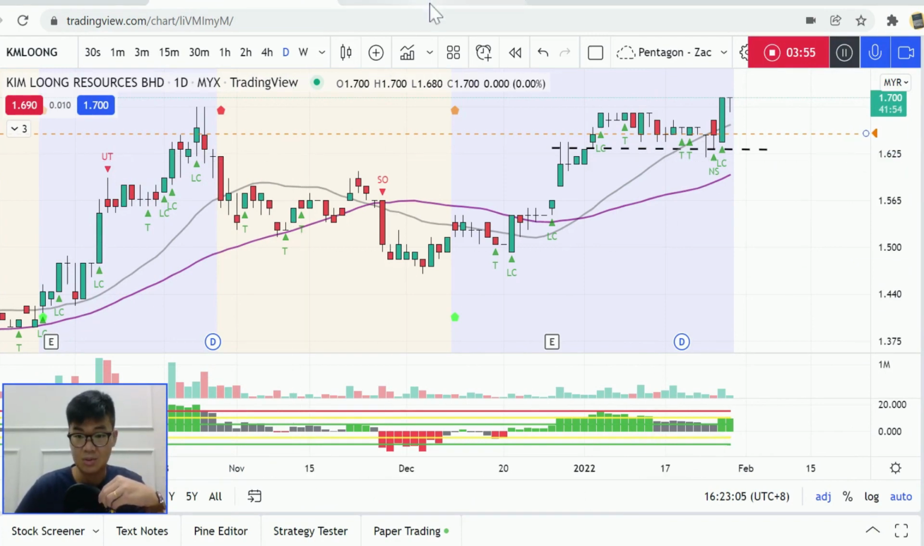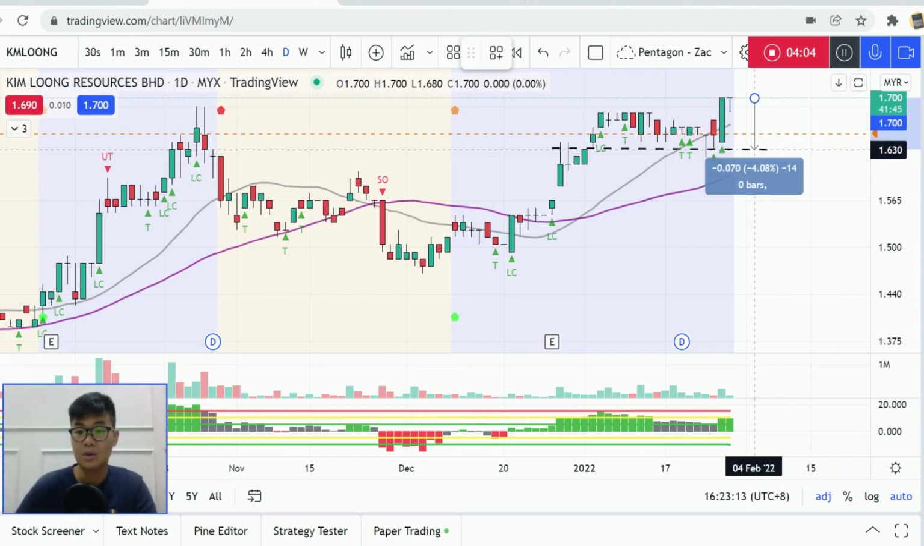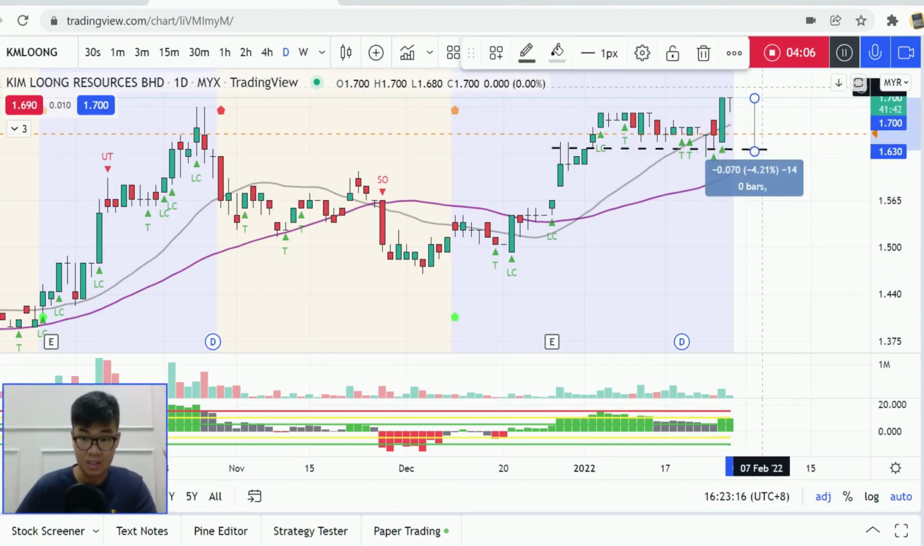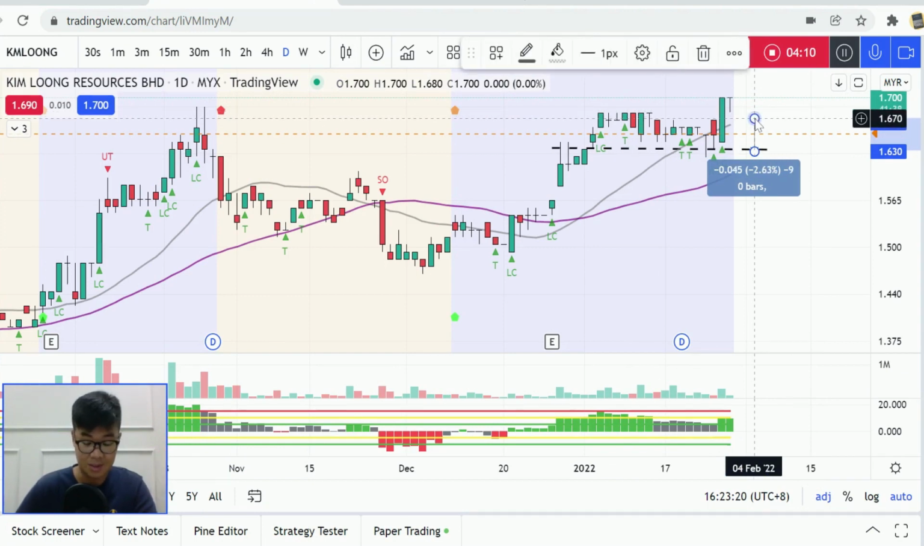So I think our KMLOONG is slightly a bit far, but how many percent is it? This is a 4% kind of risk that you're taking, to the low of NS. If not, like I said, you can always park a sell low, maybe like 2% or 3%, if you want to.